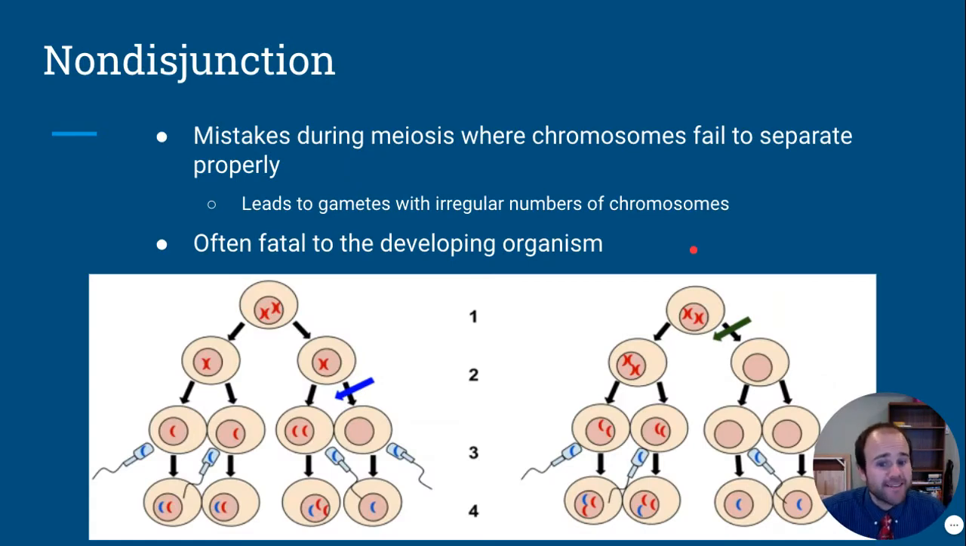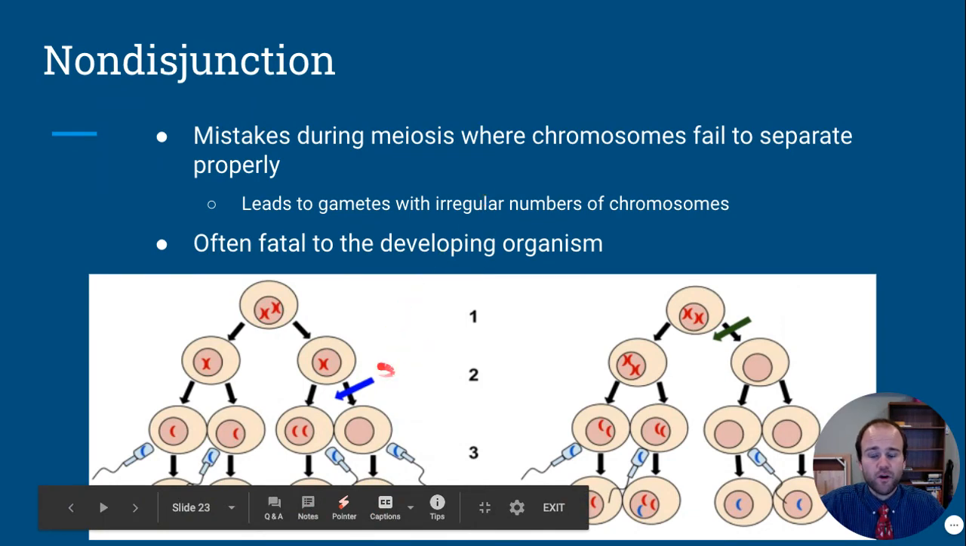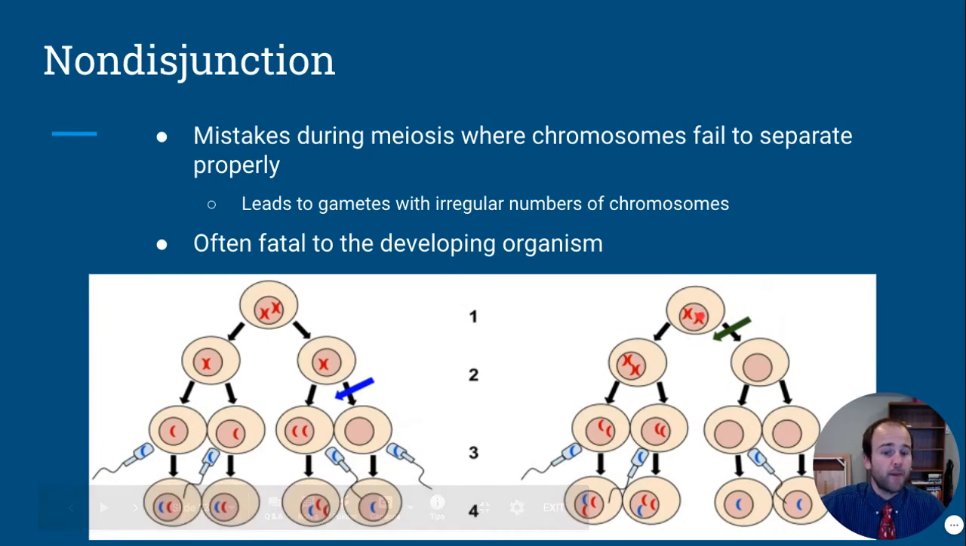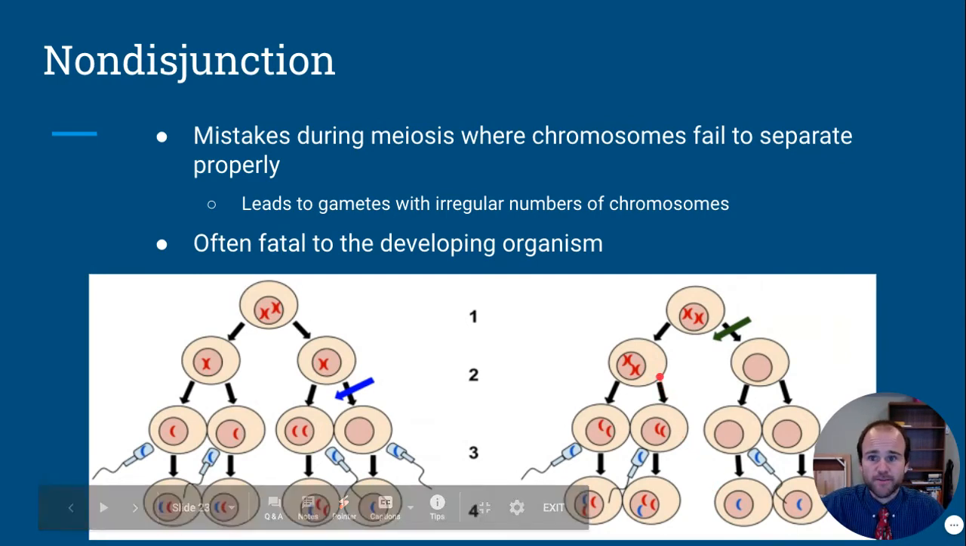So sometimes, though, meiosis isn't perfect and we can have problems. This is called non-disjunction, where chromosomes fail to separate properly. And this leads to gametes with an irregular number of chromosomes, so either too many or too few. For example, during the second division, it's possible that those chromatids don't actually break apart, and so you end up with too many chromatids in one cell or not enough in another. Additionally, in the first division, you could have it where both of those homologous pairs go to the same cell. And so you again end up with either too many or too few chromosomes in that final product.